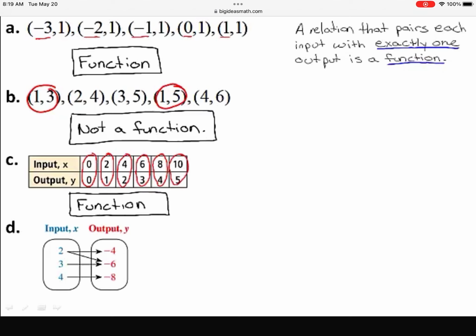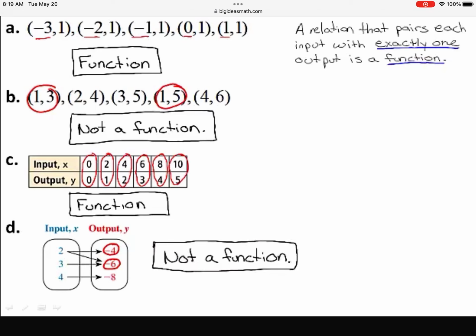Part D: 2, -4; 2, -6; 3, -6; 4, -8. The input 2 has two outputs, -4 and -6, so the relation is not a function.